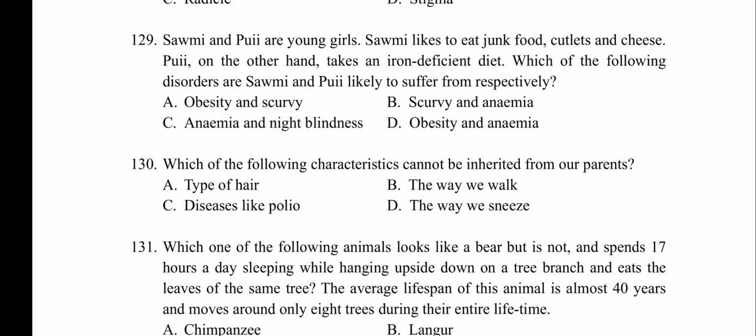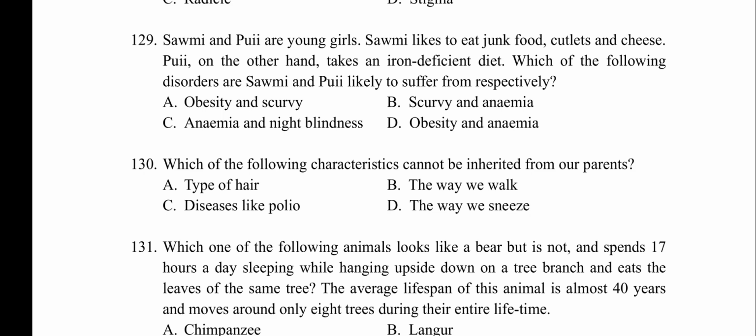Now, Saumi and Pui are young girls. Saumi likes to eat junk food, cutlets and cheese. Pui, on the other hand, takes an iron deficient diet. Which of the following disorders are Saumi and Pui likely to suffer from respectively? Obesity and scurvy, scurvy and anemia, anemia and night blindness, obesity and anemia. So this question is also quite easy. The best option here is option number D, that is obesity and anemia.